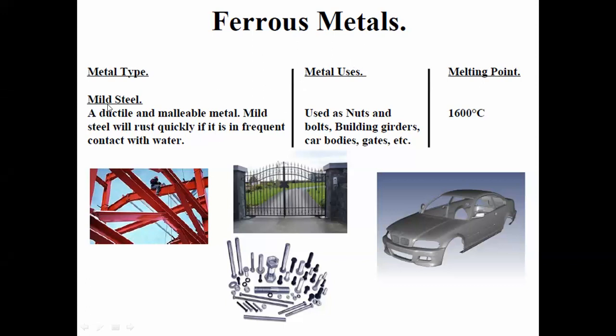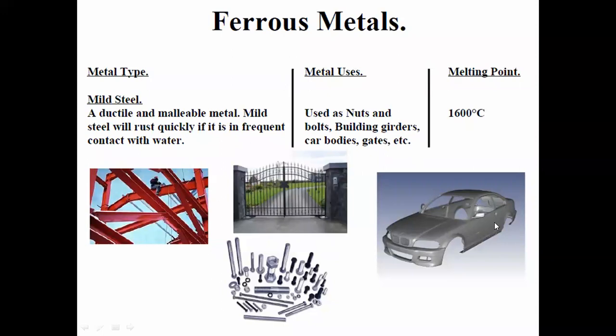So the uses. Looking at mild steel here, it will rust quickly if it is in frequent contact with water. So that's one thing to expect. Then the metal uses: it's used as nuts and bolts and building girders, car bodies, gates, etc. As you can see here, these are the uses of mild steel. It's used with the gates, car bodies, and the bolts and the nuts.